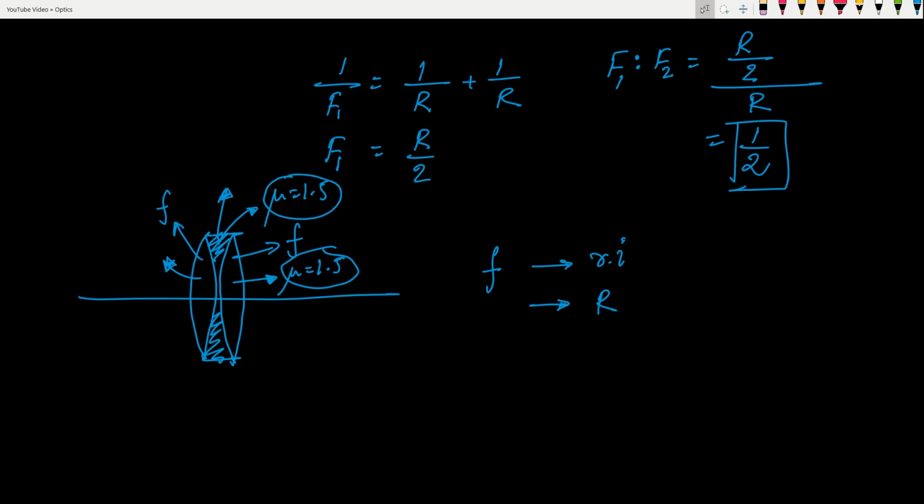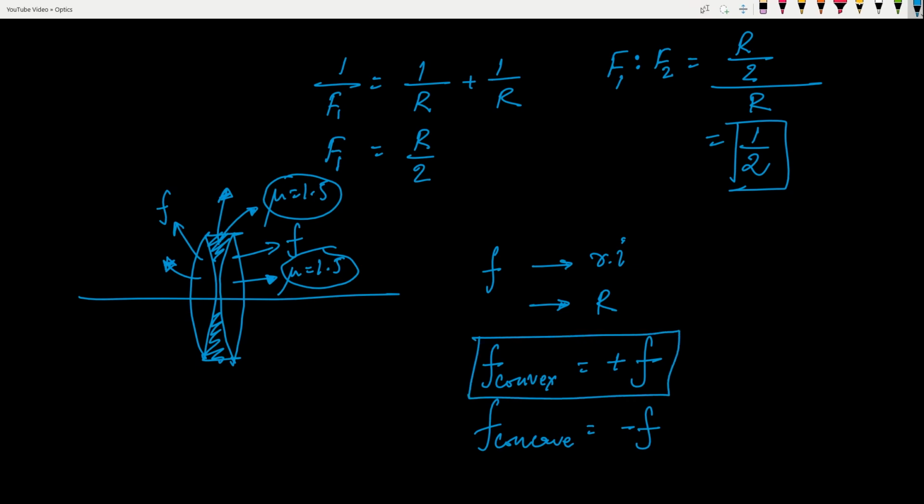Therefore we can say the focal lengths are the same for both the concave and the convex lens. Therefore the focal length for convex will be plus f and the focal length of concave lens will be minus f. The magnitude will be the same. The only difference is that the convex lens will have a positive sign because positive sign indicates that the rays are converging, and the negative sign indicates that the rays are diverging. Okay, but the magnitude will be the same. Why? Because refractive index and radius of curvature for both the lenses are the same.